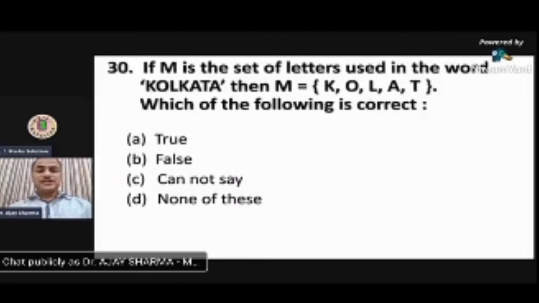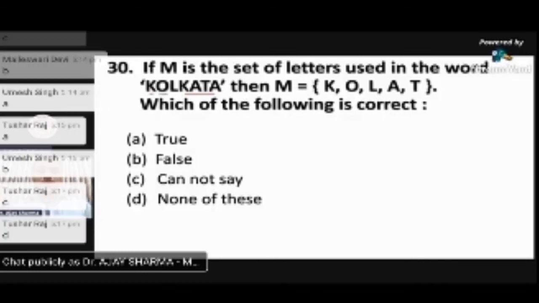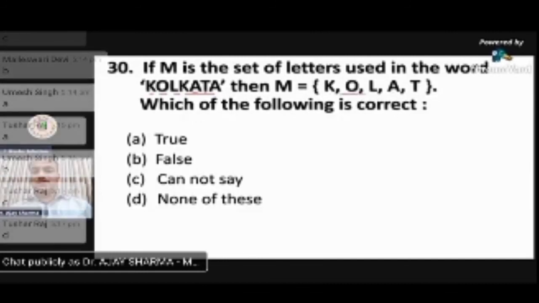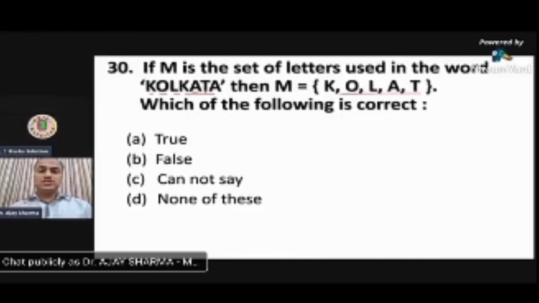If M is the set of letters used in the word Kolkata, then M is equal to what? The different letters are K, O, L, A and T. Exactly the same letters are there which are used in this word. Now which of the following is correct? This statement says M is the set of letters of this word. Is this a true thing? Yes, it is a true thing. This is correct. Option A is right.